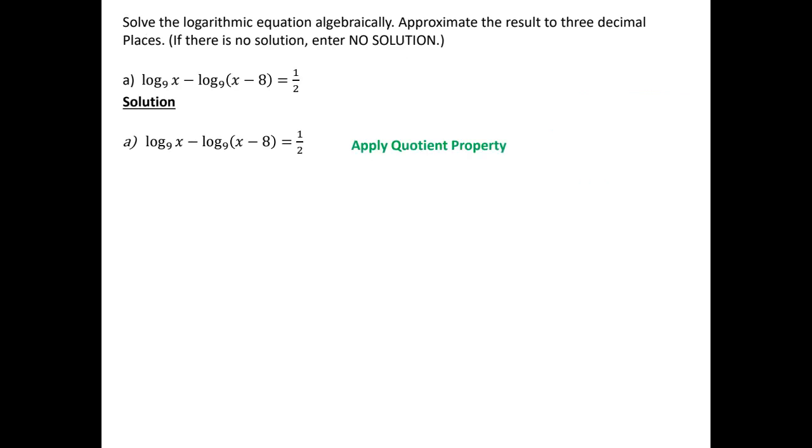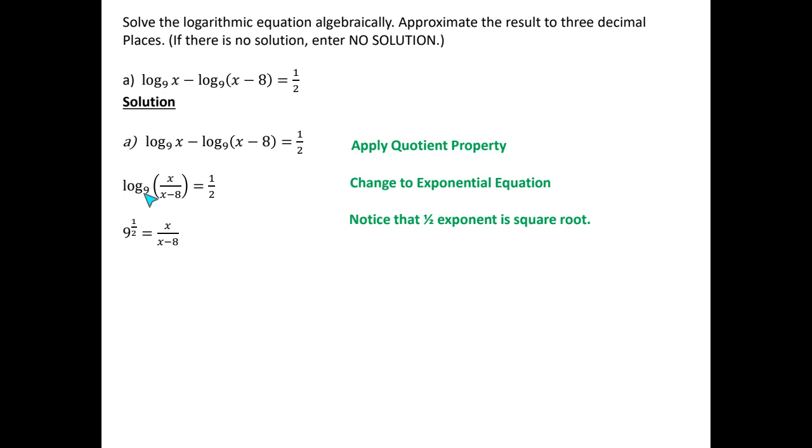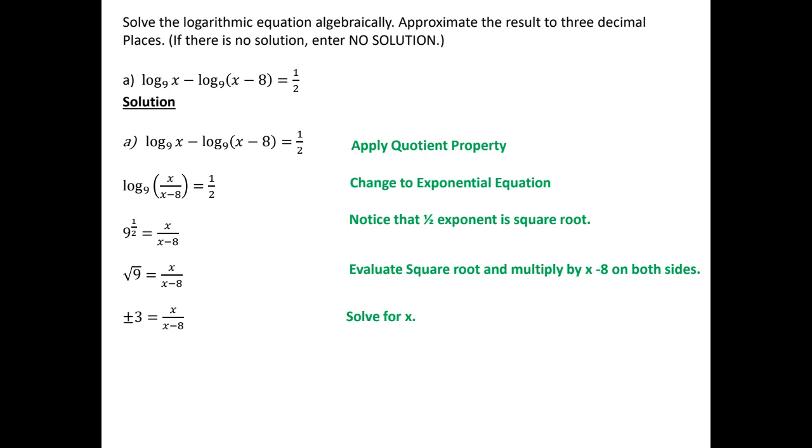Okay, one more here. We have log base 9 of x minus log base 9 of x minus 8 equals a half. So we can combine those using the quotient rule. Since they're being subtracted, we're going to divide. And then we're going to change to exponential. So my base is 9. The log is equal to a half, so half is your exponent. So 9 raised to the half power is the same as square root of 9. So we get plus or minus 3, and we're going to solve for x.